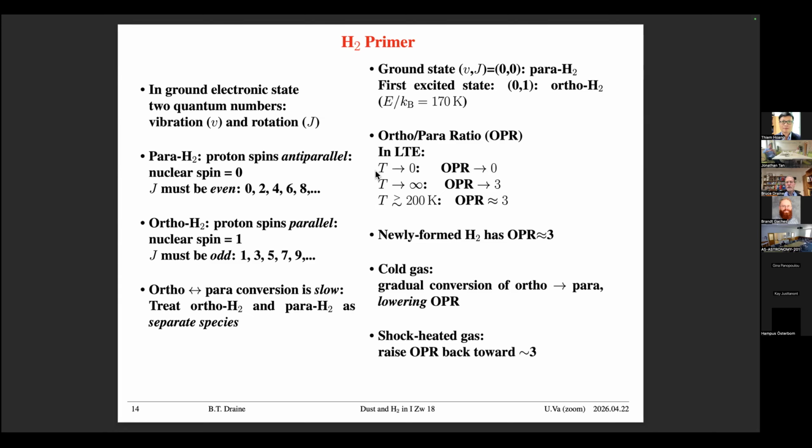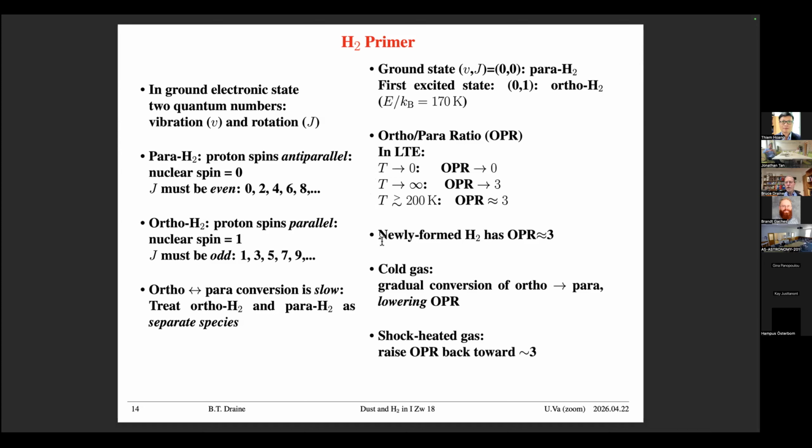Now, the ortho-para ratio, if the gas were in thermodynamic equilibrium: the very lowest energy state is the J equals 0 para state, and all of the molecular hydrogen would be in the lowest state if you took the temperature down to 0. So you would have pure para H2 and a 0 ortho-para ratio. At high temperatures, it tries to democratically sample the degeneracies, the nuclear spin degeneracy of 3 for the ortho and 1 for the para, so you tend to have an ortho-para ratio of 3 at higher temperatures.